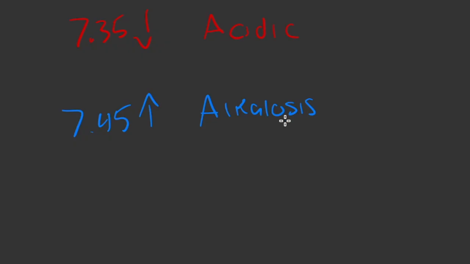That is it. That's all you have to remember with pH. Anything that's above this number is alkalosis. Anything that's below this number is acidosis. That is it, guys. That's how simple this is. Now you have one of the three numbers you've got to remember.